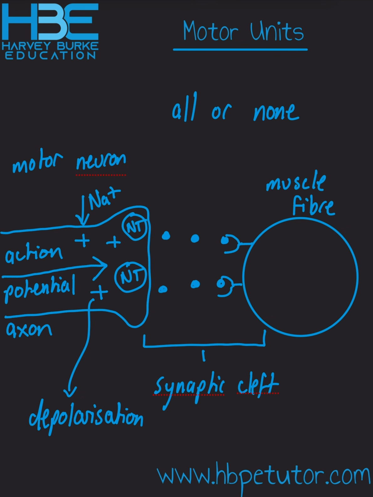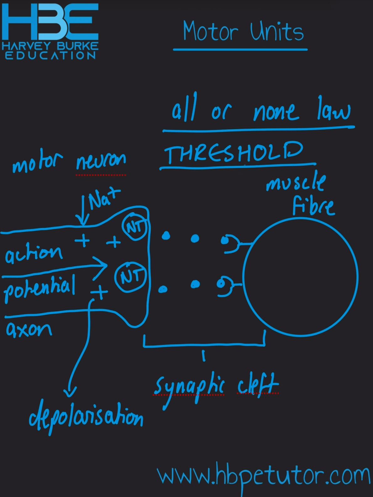So at the end of your answer, you can say that if the threshold is met, if the action potential is strong enough, then all of the muscle fibers in one motor unit will contract. But if that threshold isn't met, then none of the muscle fibers in one motor unit will contract. So threshold is the key term to mention when you throw in the all or none law at the end.